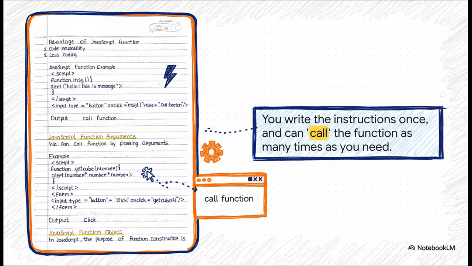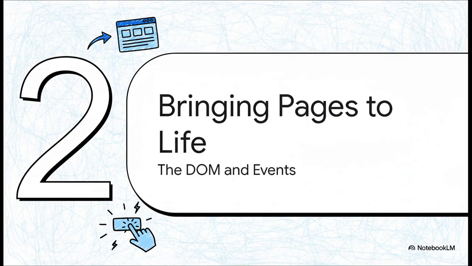You can then call that function from a button or anywhere else, and it'll run that exact same code every single time. Talk about efficient. Okay, so we've got our basic toolkit. We have variables for storing information, and we have functions to perform actions. Now for the really cool part.